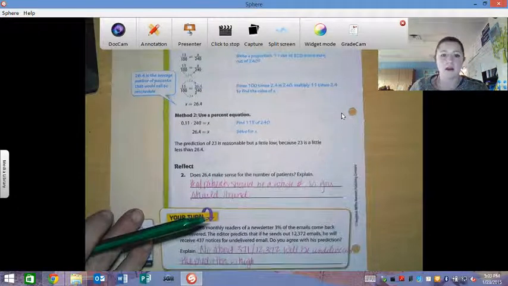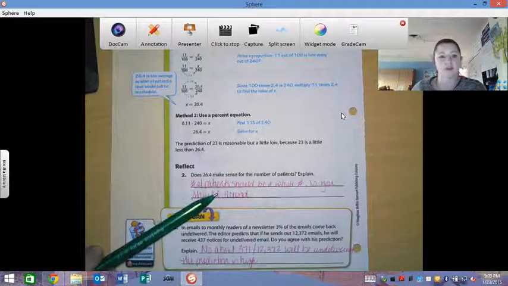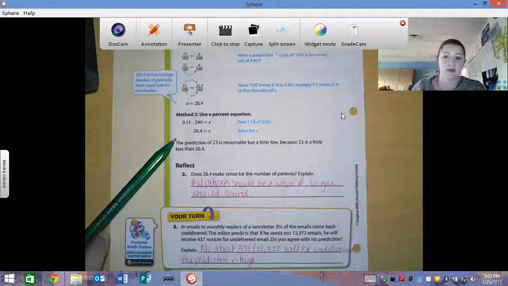All right. Does 26.4 make sense for the number of patients? Explain. No, not really, because can you have 0.4 of a person? Anytime you're dealing with people or animals, you really need to work with whole numbers because, once again, you can't have 0.4 of a person. So you would need to round your answer. This one you would round down to 26.